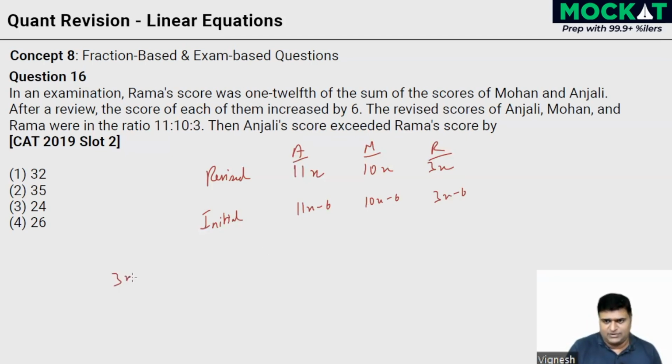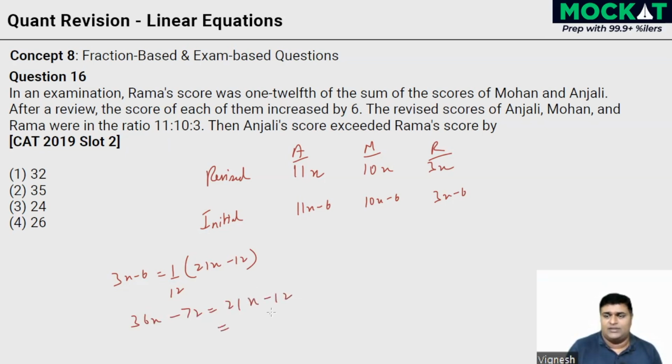3x minus 6 equals 1/12 of, right? Going forward, you can just multiply this by 12 and write it, right? So equals sum of A and M. That's going to be a 21x minus a 12. Throw the 12 here, you're going to get a 36x minus 72 equals 21x minus a 12.